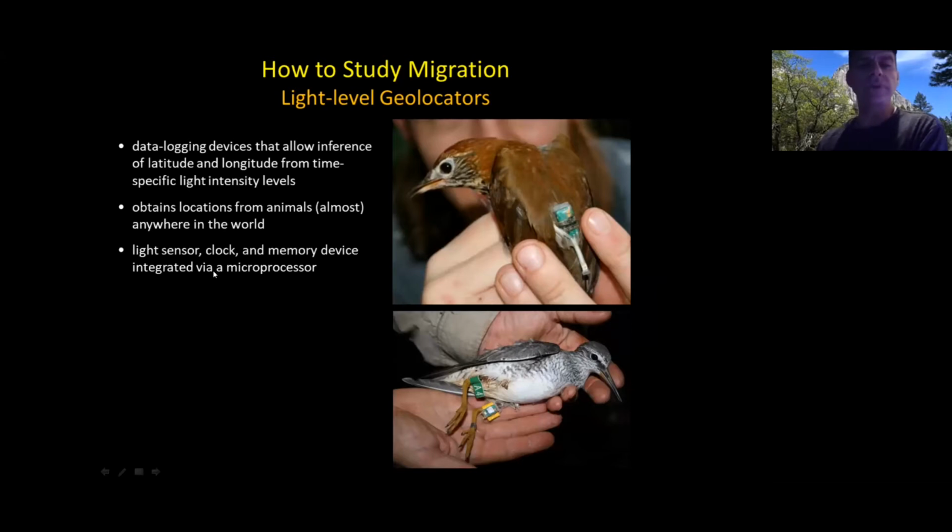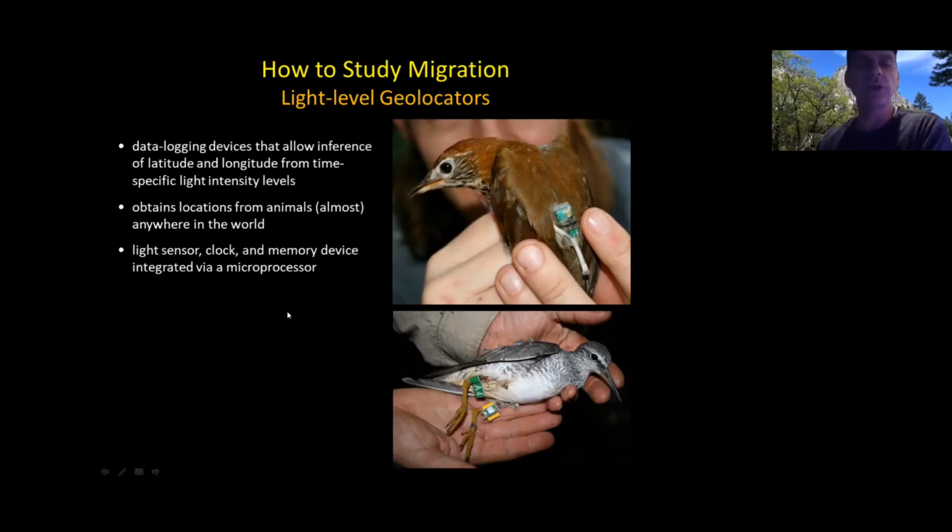And it's important to note that like the GPS tags, these are just data loggers. They're only recording information. They are not transmitting any sort of signal. So these just consist of a light sensor, a clock, and a memory device that are all integrated via a microprocessor. And so here you can see one on the back of a thrush, and you can see the light sensor is on the tip of the stalk. And that's to keep the light sensor elevated off the bird.